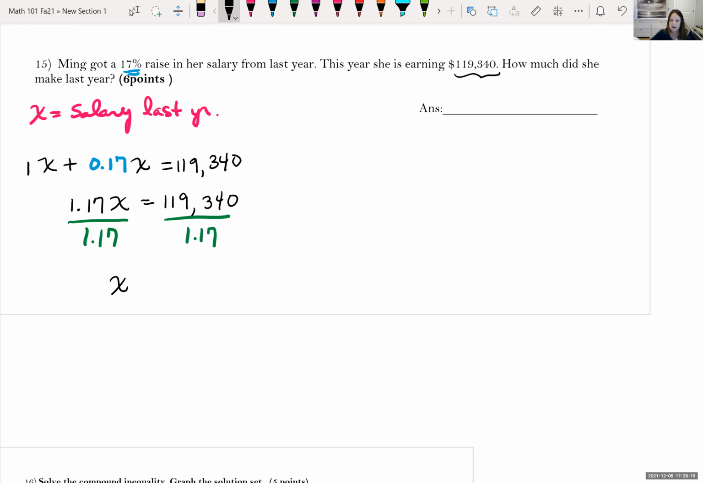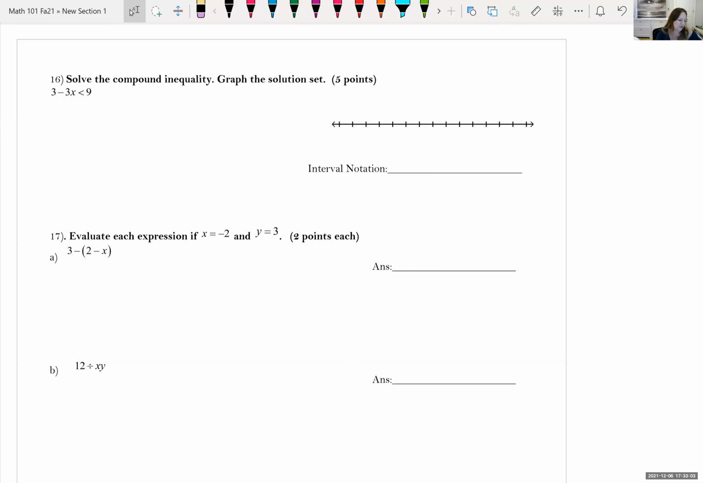And so you are allowed a calculator on the final. So plugging that in the calculator, you get $102,000 a year. And not doing pretty bad. She's doing pretty good in her life. Okay, so working through the rest of these questions.